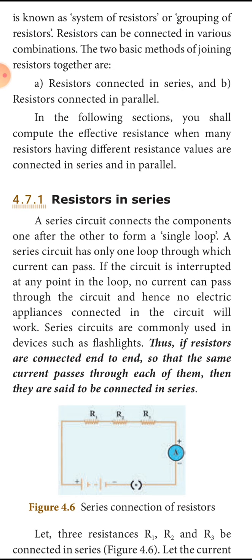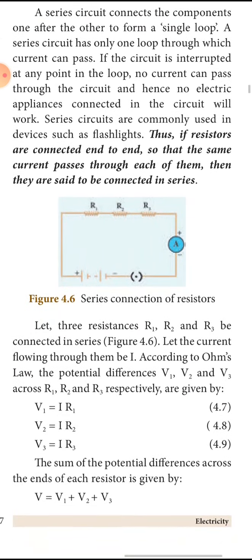So if it is an electric circuit, it has to be a closed conducting path, and only then will the charges flow through the circuit. So this is also an electric circuit. Here the loop is connecting a battery, 3 resistances, an ammeter and a key. This is a closed conducting path to conduct the charges, a single loop. This type of connection is known as series connection.